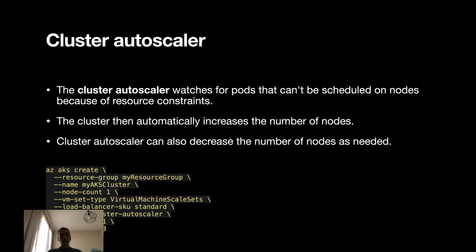Then we have the load-based scalers, and the cluster autoscaler is the first one. If you enable the cluster autoscaler in Kubernetes, then it will be watching for pods that can't be scheduled on nodes because of resource constraints, and then it will automatically increase the number of nodes. So it's like a plugin, and it takes care of decreasing the number of nodes as well if the load goes down. You can enable the cluster autoscaler during cluster creation. In the case of AKS, that's the command to run, where you define the min and max count for the cluster, or you can enable it for existing clusters if it hasn't been enabled during creation time.